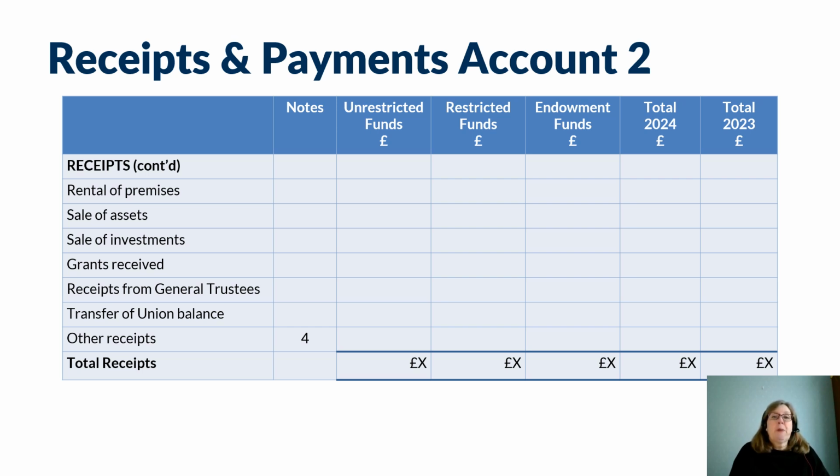We also have a line for amounts received from the General Trustees, which would include any amounts you claim from them from a revenue balance in the Consolidated Fabric Fund, as well as any grants you receive from them for capital costs.